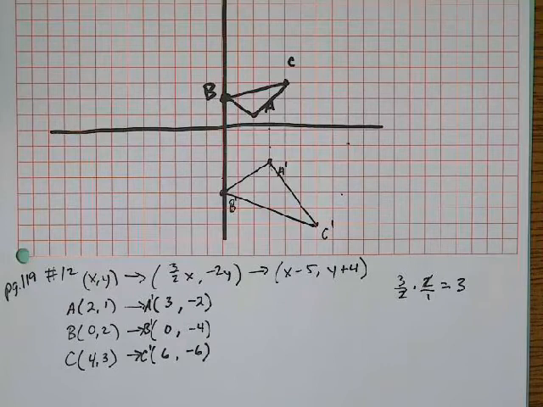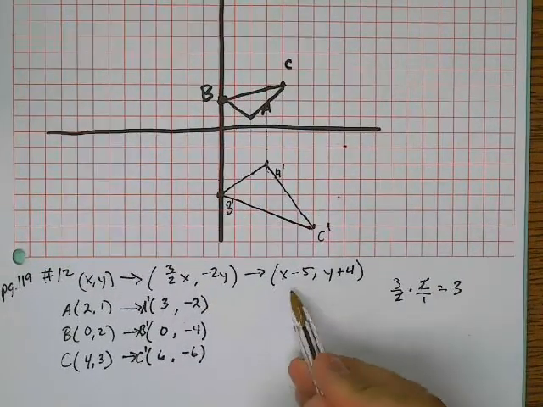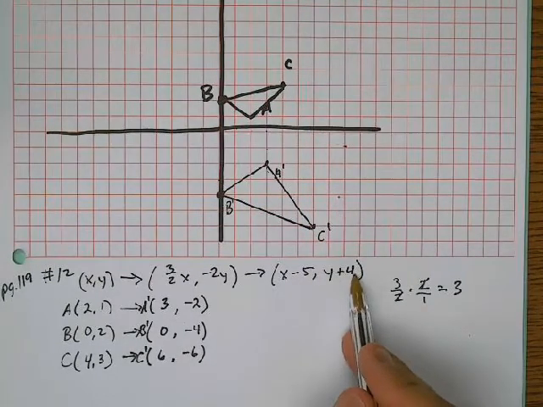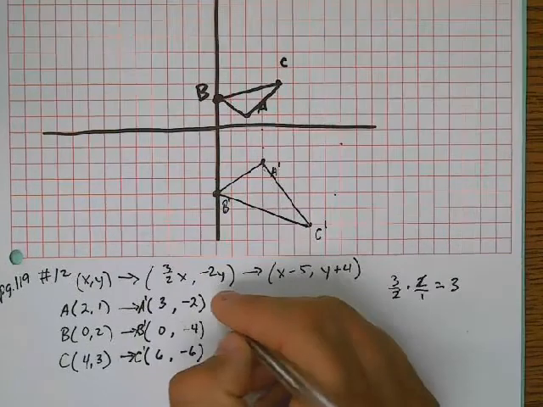This was horizontally, vertically stretched, and a reflection. Wow. Horizontally, vertically stretched, and a reflection, all in one rule. Okay, all right, now let's do the next one. This one's even easier. What kind of transformation is this? Just a translation. Thank you.